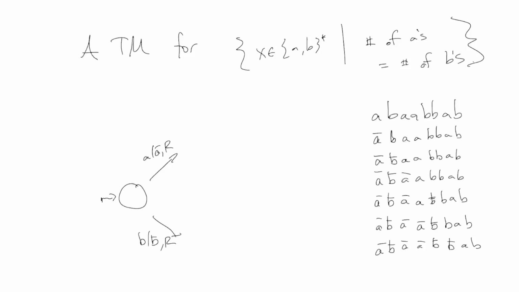Alright, so you mark this A, and now at this point you're looking for a B to mark. I like this arrow. You want to stay in this state, and there should be a loop here which continues to move to the right until you see an unmarked B, which gives you this arrow. Let's see what you can do with that.